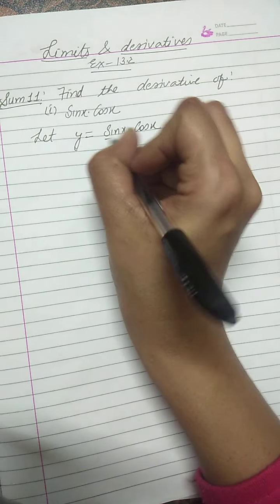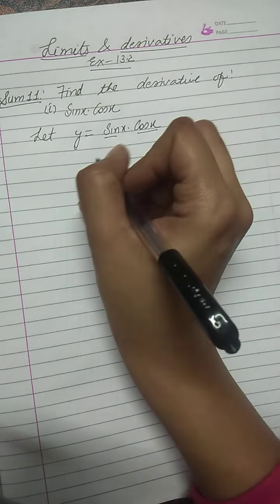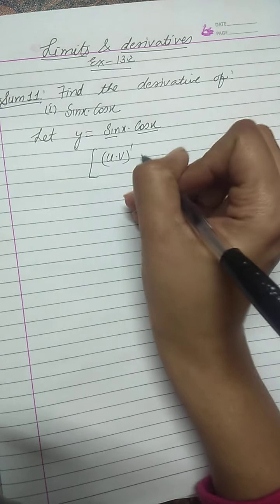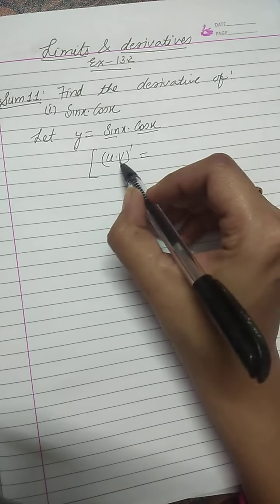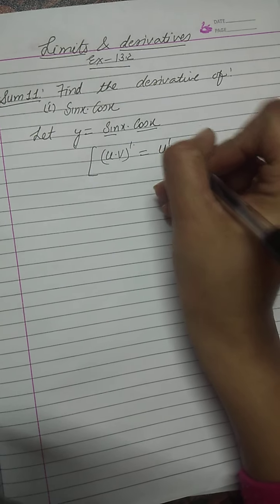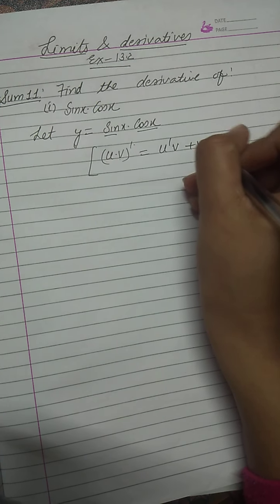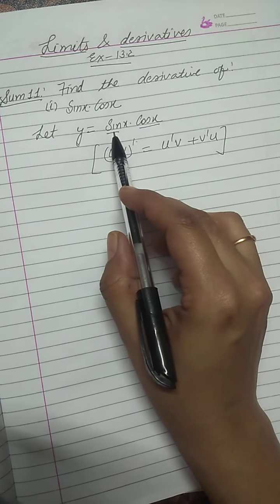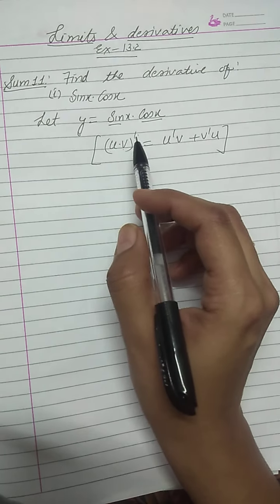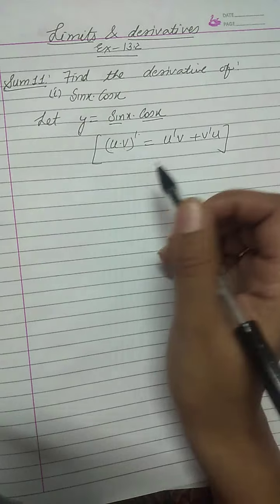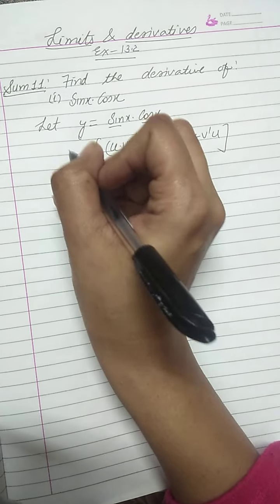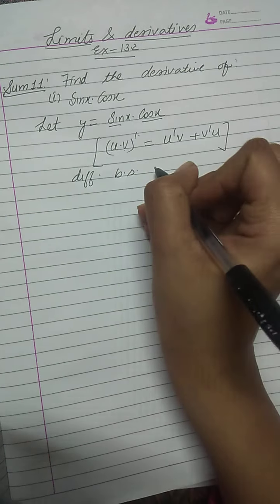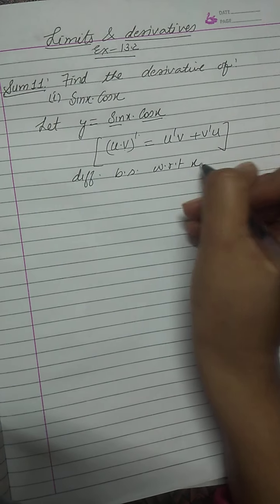And now we have a product of two terms. In order to find the derivative of two terms, we will just apply the product rule, that is (uv)' equals u'v plus v'u. That means one by one we will find the derivative of both the terms while keeping the other term as such. So we will write down here, differentiating both sides with respect to x.